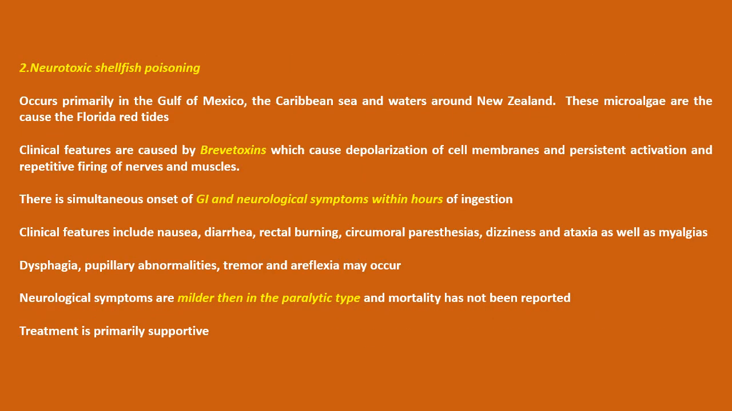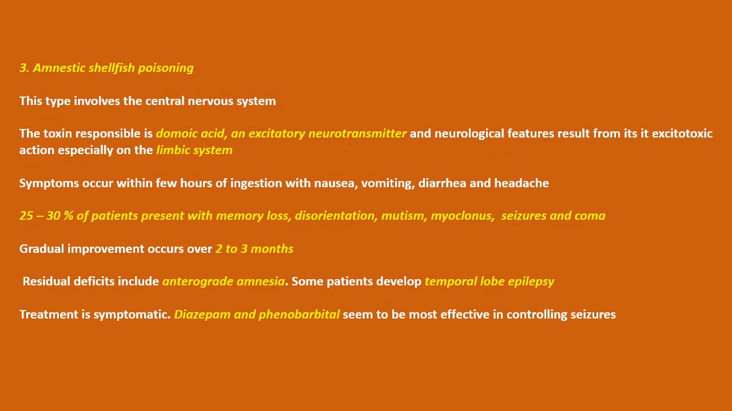Neurotoxic shellfish poisoning occurs primarily in the Gulf of Mexico, the Caribbean Sea, and waters around New Zealand. Clinical features are caused by brevetoxins, which cause depolarization of cell membranes and persistent activation and repetitive firing of nerves and muscles. There is simultaneous onset of GI and neurological symptoms within hours of ingestion. Clinical features include nausea, diarrhea, rectal burning, circumoral paresthesias, dizziness and ataxia, as well as myalgias. Dysphagia, pupillary abnormalities, tremor, and areflexia may occur. Neurological symptoms are milder than in the paralytic type, and mortality has not been reported. Treatment is primarily supportive.